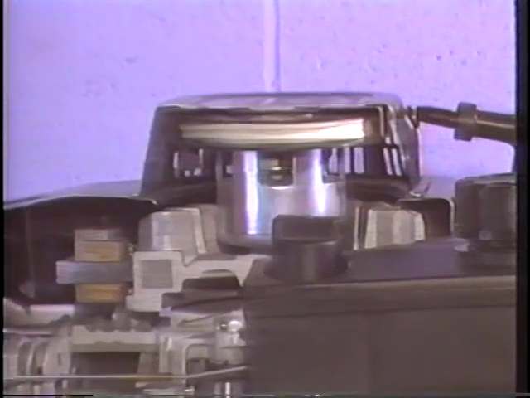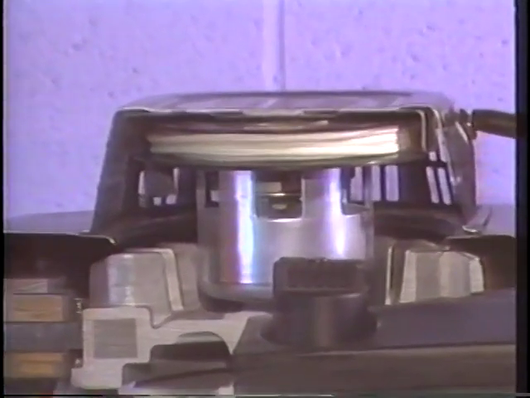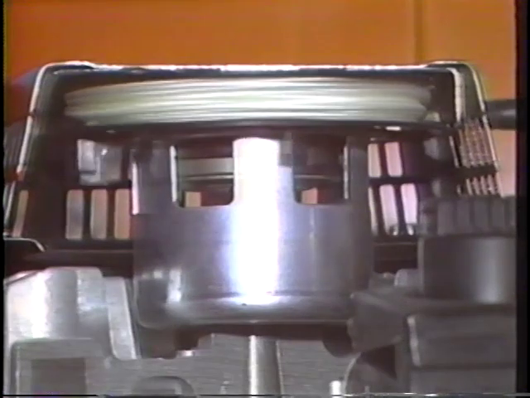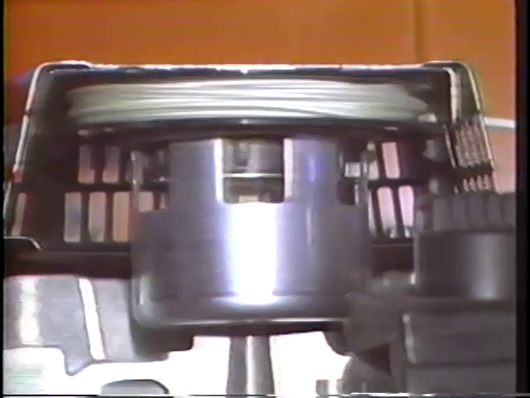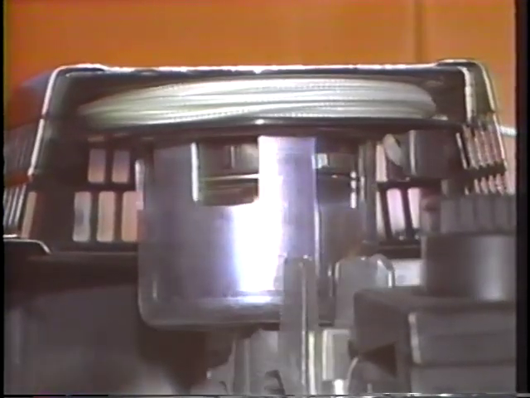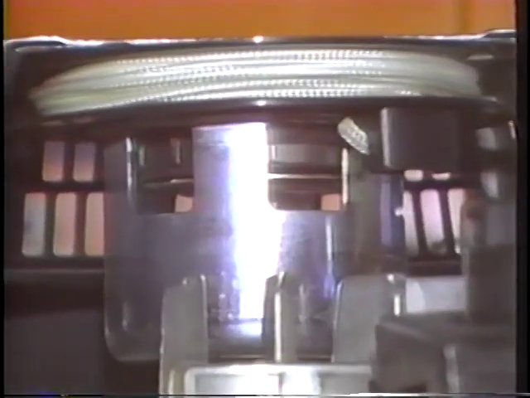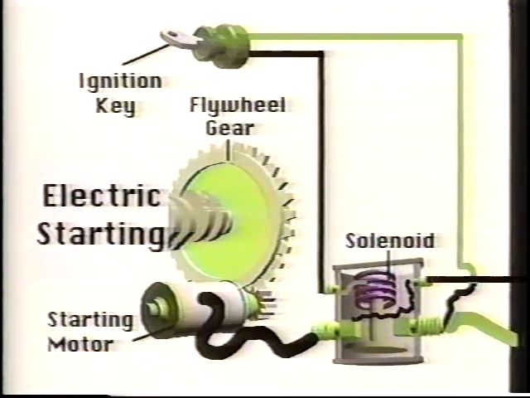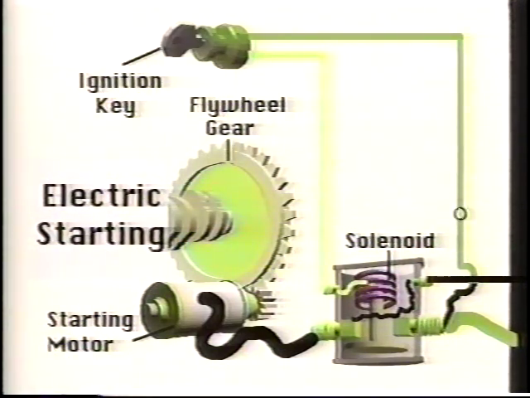The type of starting system is also a way of classifying engines. Most small engines use a rope start mechanism. Pulling on the rope engages small fingers in the start mechanism to turn the crankshaft. When the rope is released, a spring releases the fingers and the rope is retracted back into the engine. With an electric start, a small battery, solenoid, and electric motor crank the engine.